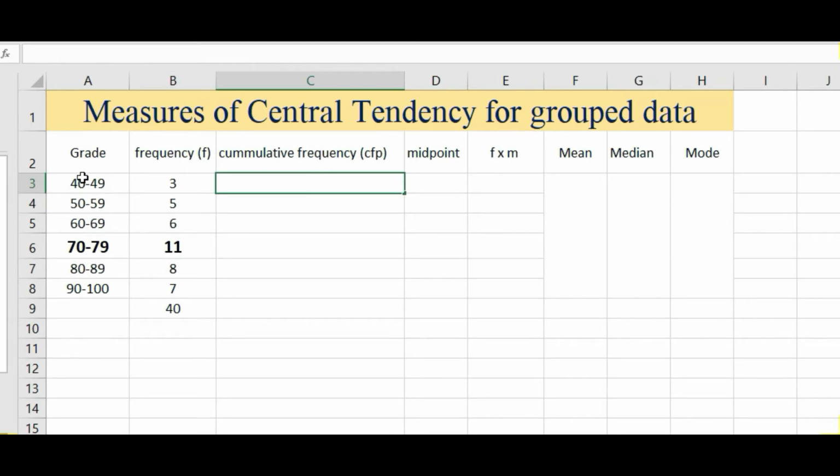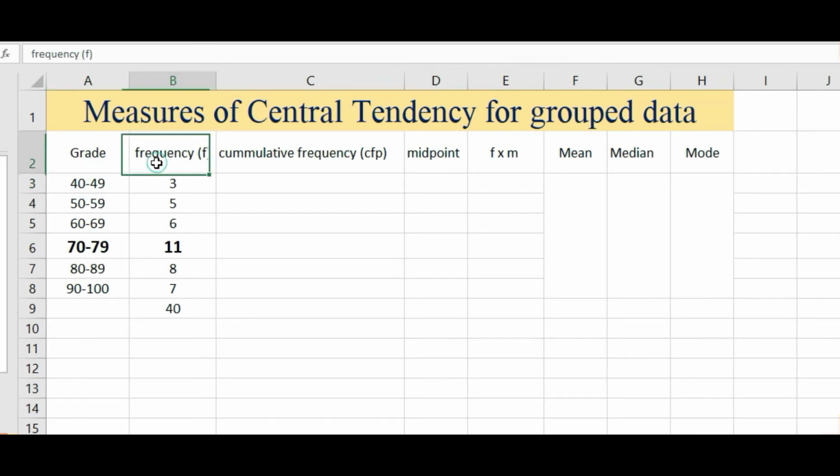As you can see here in the figure, I have already put a list of the grades of the students, and the frequency here is the number of students who have this particular grade. So for the grade of 40 to 49, it has 3 students. 50 to 59, 5 students. 60 to 69, 6 students. So a total of 40 students all in all. Now how do we solve the mean, median, mode for the group data?